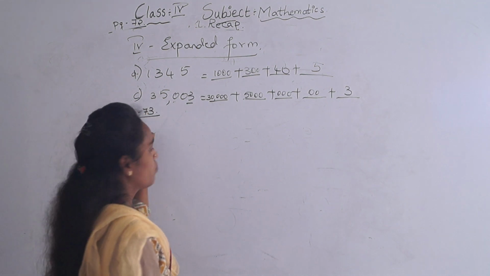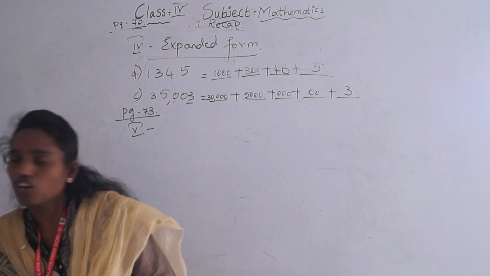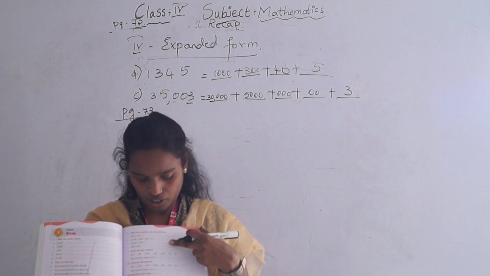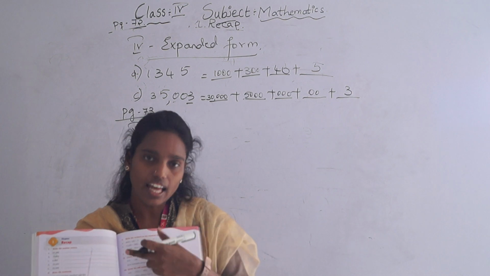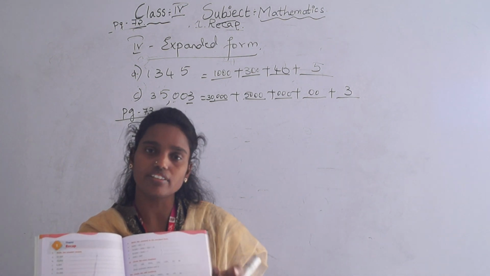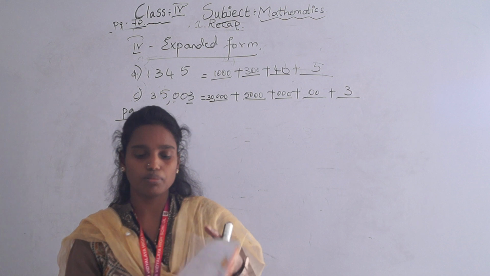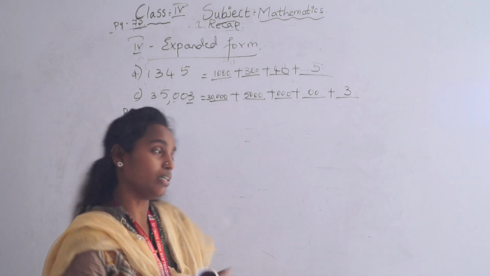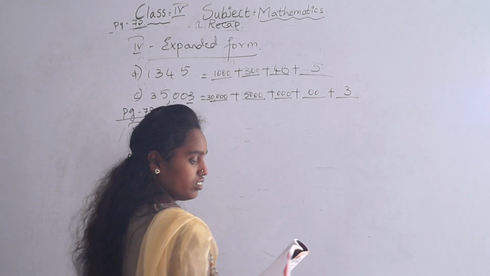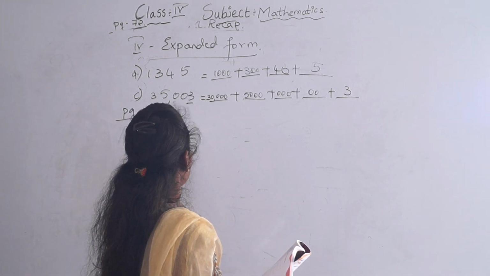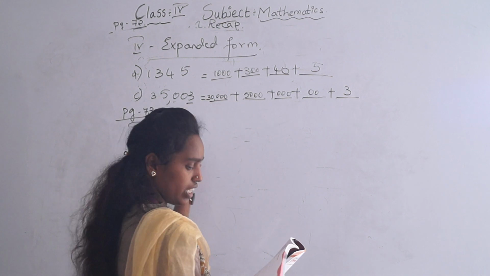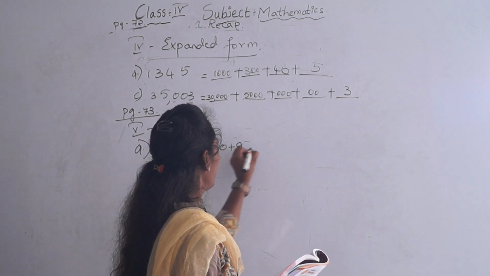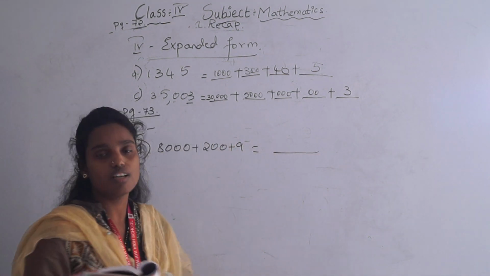Okay. Now open page number 73, fifth bit. Open, children, all of you, page number 73. So what is the first bit here? They have given the expanded form. We should write the number. It's very simple, no? They have given the expanded form. We should write the number. So what is there? 8,000. Here the number is 8,209. How will we write this number?